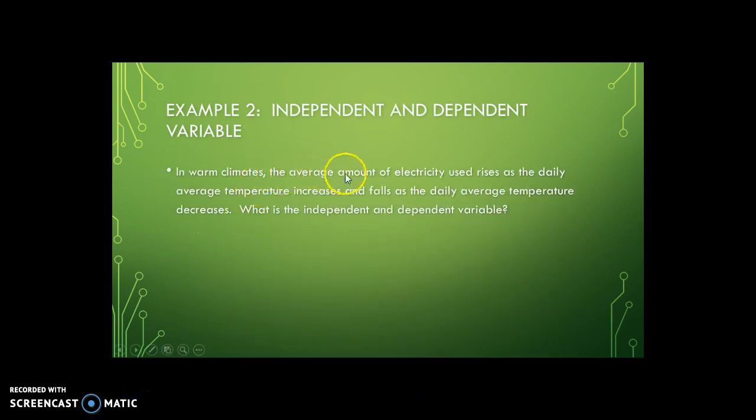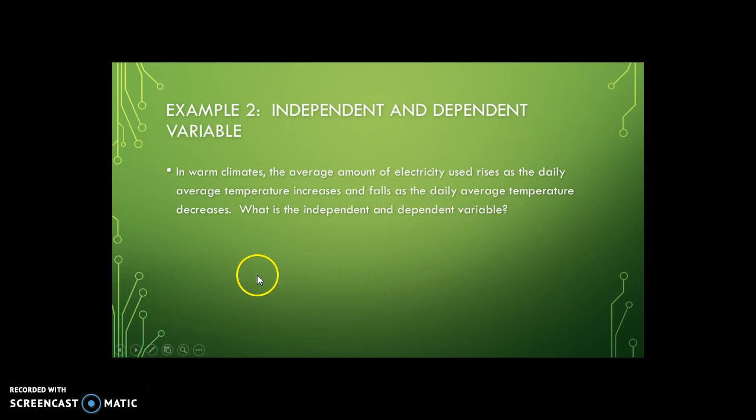In warm climates, the average amount of electricity used rises as the daily average temperature increases and falls as the daily average temperature decreases. What is the independent and dependent variable? So what you've got to think of is what is affecting the other. As in this case, the independent variable is actually the daily temperature.